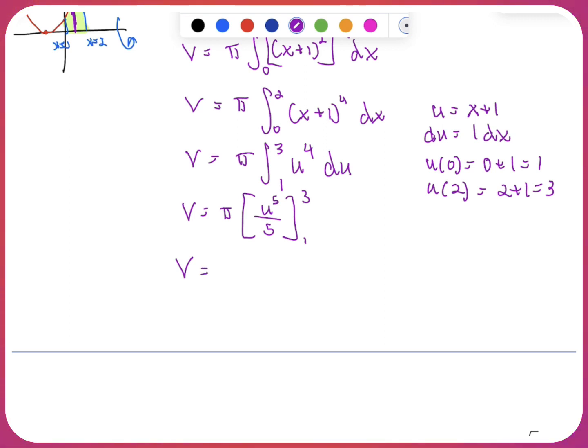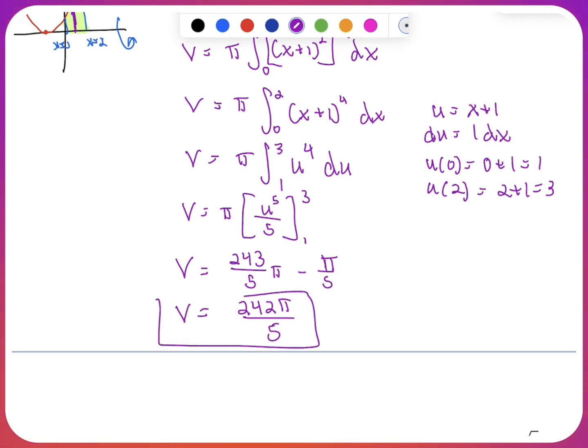Plugging in the 3, we get 3 cubed over 5, which simplifies down to 243 fifths pi minus 1/5 pi, which is just simply 224 pi over 5 would be our volume.